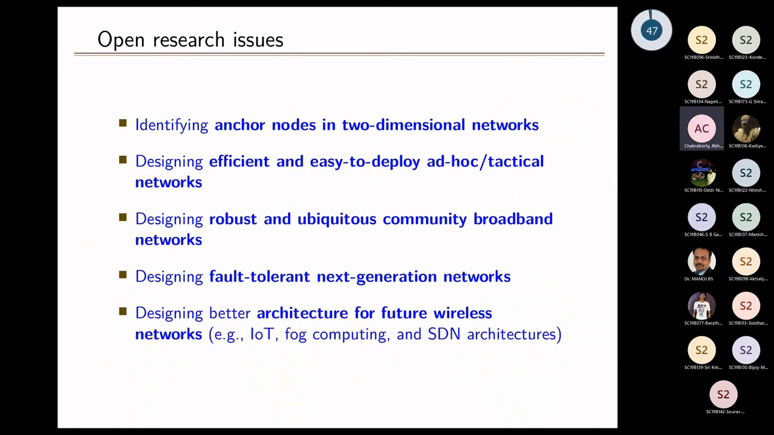Also, in general, you can design some architecture for better quality of service or quality of experience, like IoT, fog computing, or some SDN architecture. For example, in SDN architecture, there will be a central controller. Now, if the architecture is distributed, the question is, in a distributed architecture, where the central controller should sit. So to identify that point, identifying anchor node in such a setting will be very interesting.